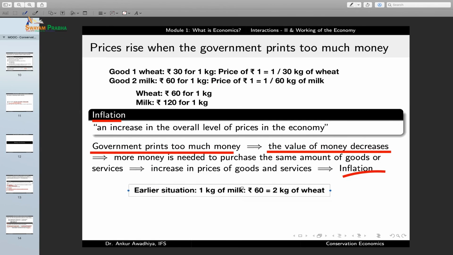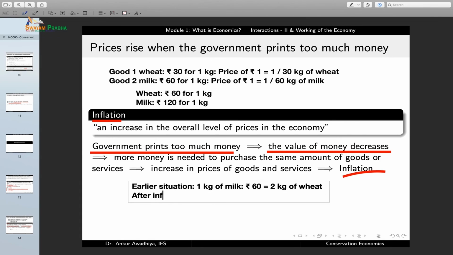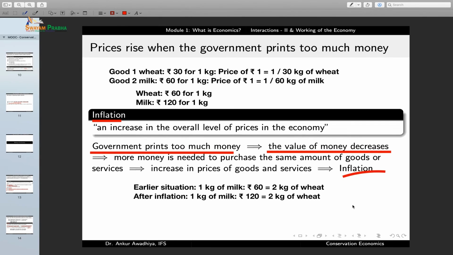But then after inflation, what happens? After inflation, we have a situation that 1 kg of milk is now worth 120 rupees. But the price of wheat has also gone up. So for 120 rupees, you will get 2 kg of wheat. So earlier, the price of 1 kg of milk was 2 kg of wheat. After inflation, the price of 1 kg of milk is 2 kg of wheat. So there is no actual change in the prices.